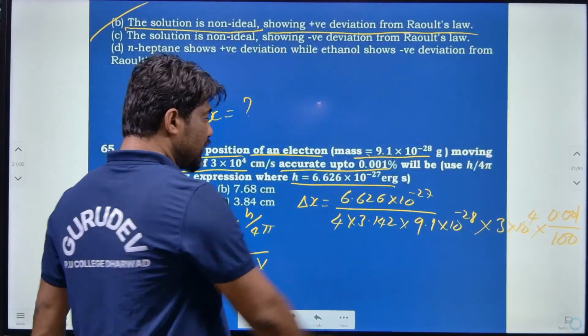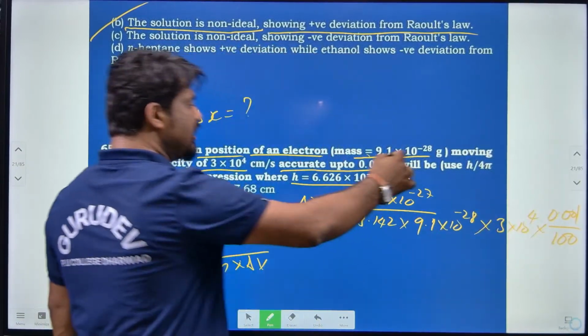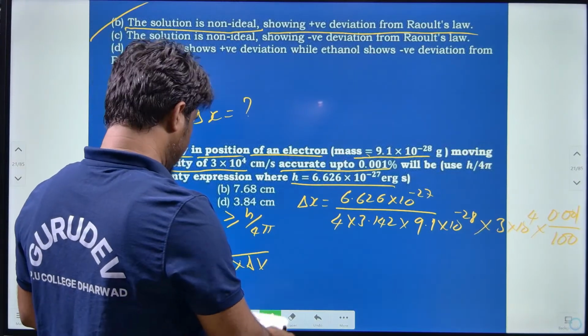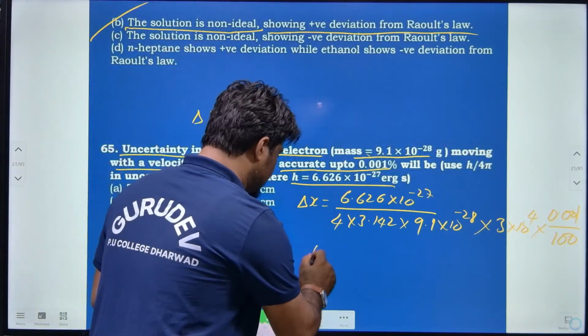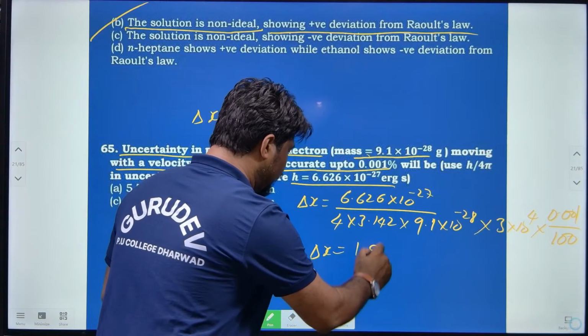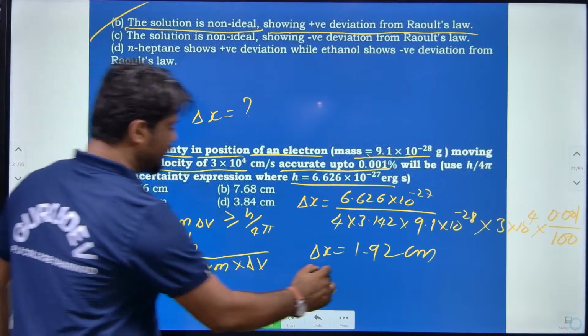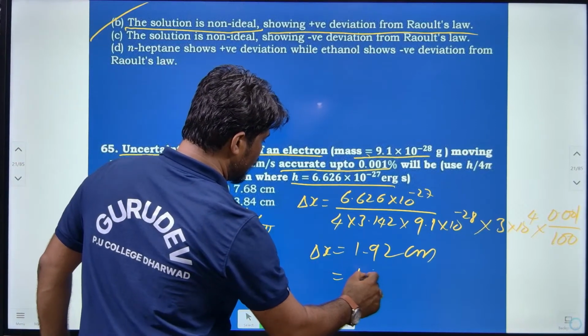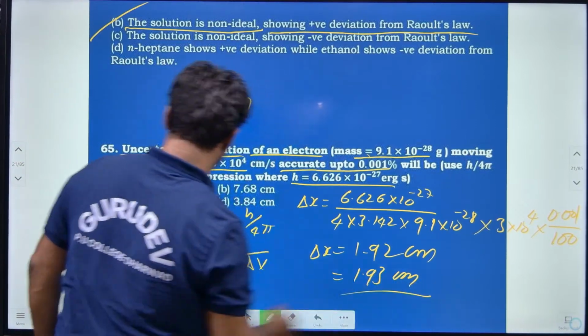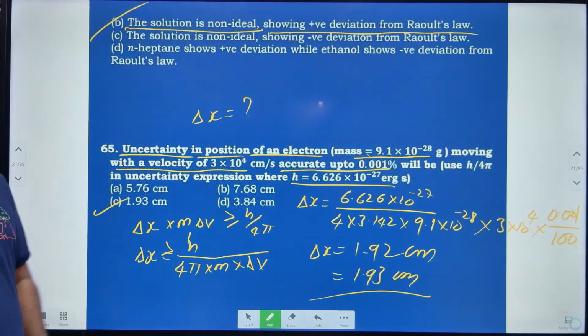Simplifying all these values, ultimately I get delta x equal to 1.92 centimeter. But here they have given 1.93, so I can consider it approximately 1.93 centimeter. So option C is the right answer for the question here. Well, did you follow now? Let's move to the next problem.